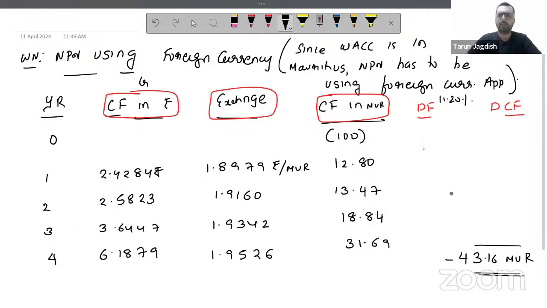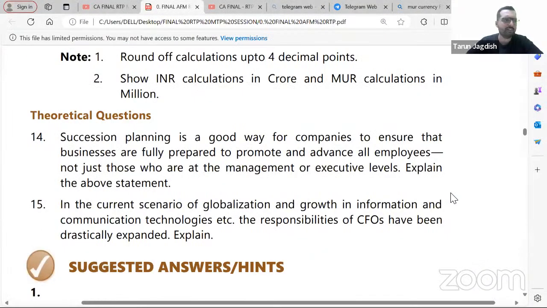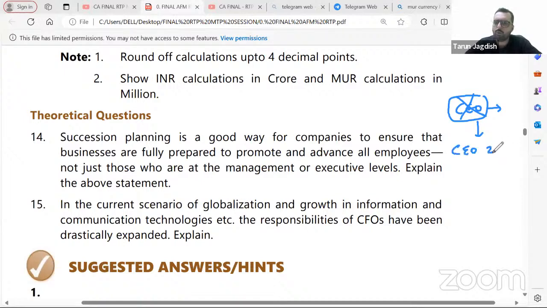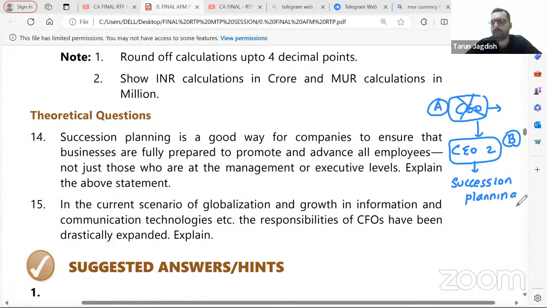Thank you so much. So friends, this question on succession planning, in very simple terms, means that suppose a company has a CEO. Tomorrow, the CEO has a problem with the company and leaves. Immediately, we should have CEO 2 ready and in line. This planning that if A leaves, B will take over his position is what we call succession planning. Are you clear with this part?